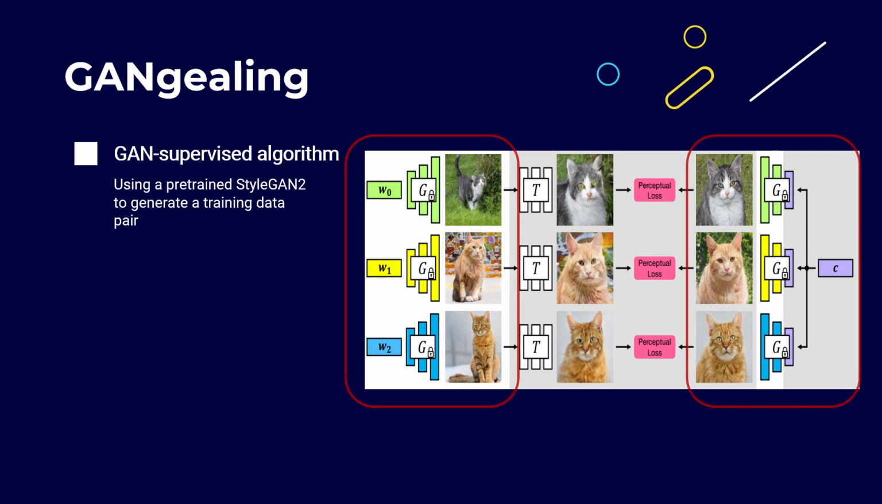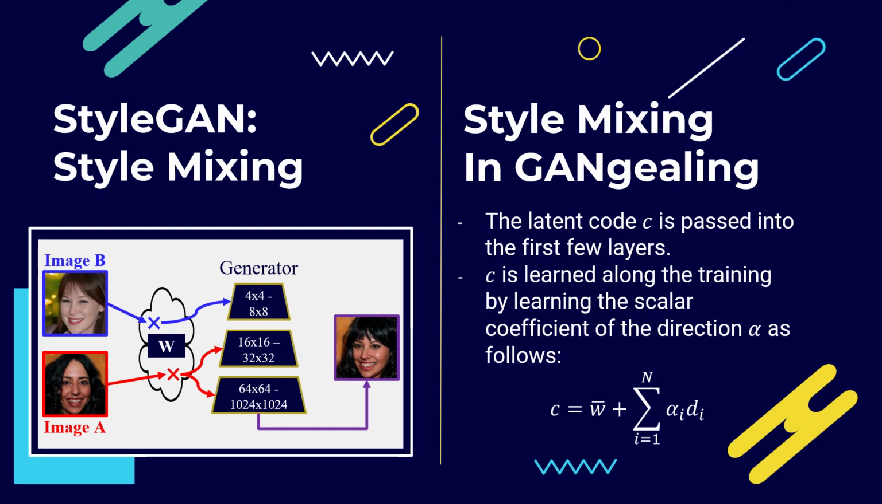GAN is a GAN-supervised algorithm which uses a pre-trained StyleGAN tool to generate a training data pair. Theoretically, any pre-trained GAN can be used in GAN. However, to generate a training data pair which is same in object feature but different in pose, StyleGAN is the most reliable choice because of its powerful style mixing capability.